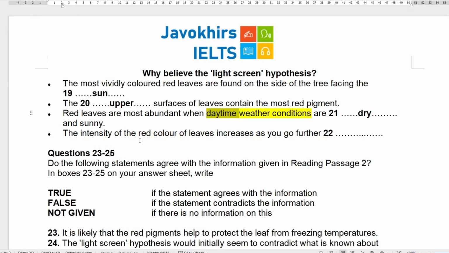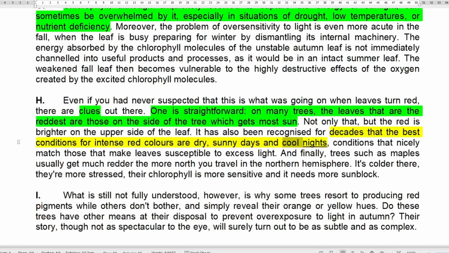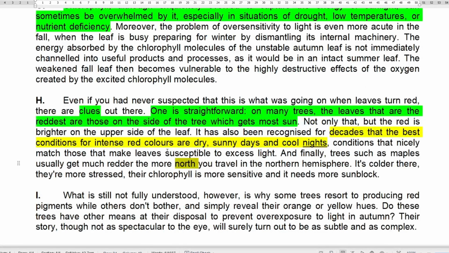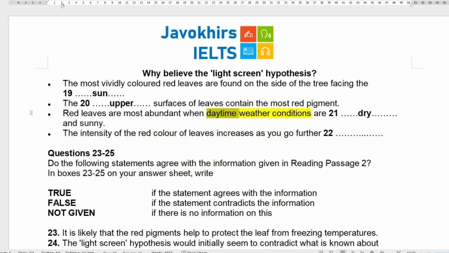The intensity of the red color of leaves increases as you go further, so conditions that nicely match those that make leaves susceptible to excess light. And finally, trees such as maples usually get much redder the more north you travel in the northern hemisphere. So the more north you travel, the answer is north. Okay, so we got that.